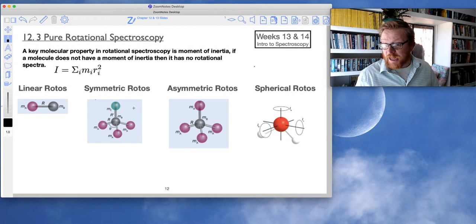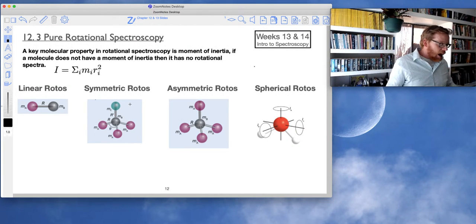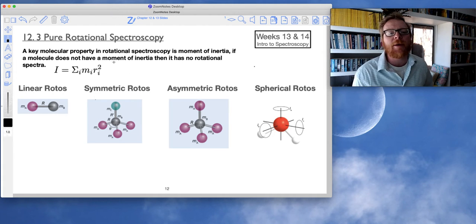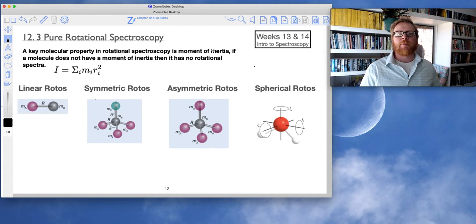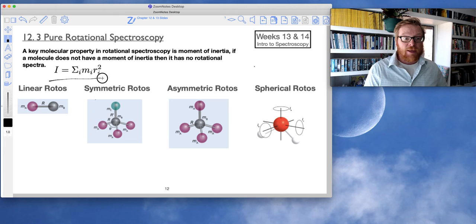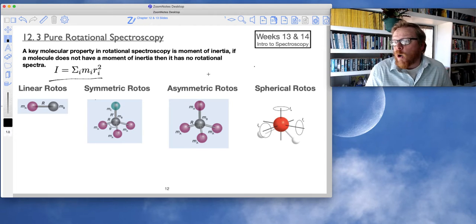Let's get into pure rotational spectroscopy. All right, so the key molecular property in rotational spectroscopy is the moment of inertia, given by mr squared. And so if a molecule doesn't have any moment of inertia, then it doesn't have a rotational spectrum.